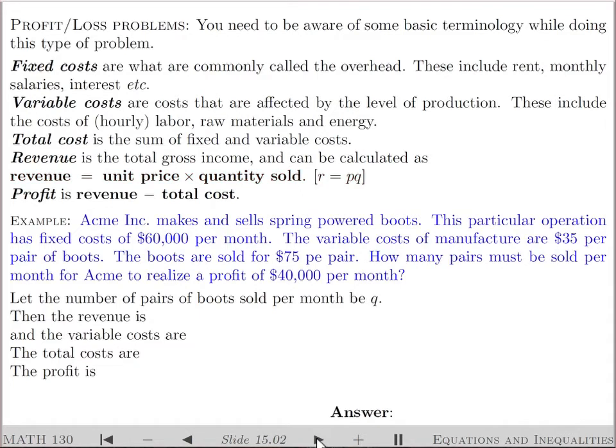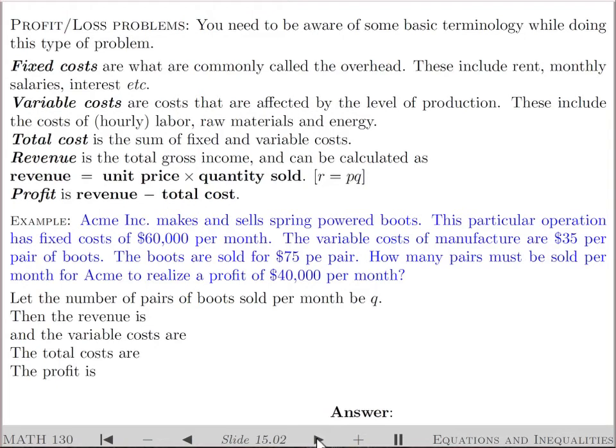So let's look at some simple examples. Acme Incorporated has fixed costs of $60,000 per month, and it costs them $35 per pair of spring-powered boots. They sell them for $75 each per pair. So the question is, how many pairs must be sold per month to realize a profit of $40,000 per month?